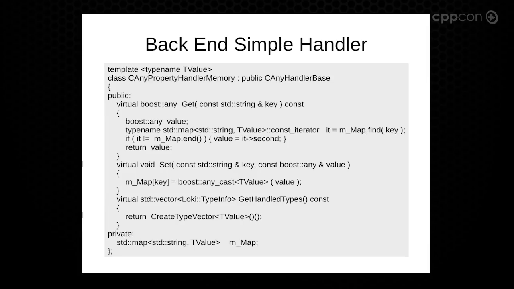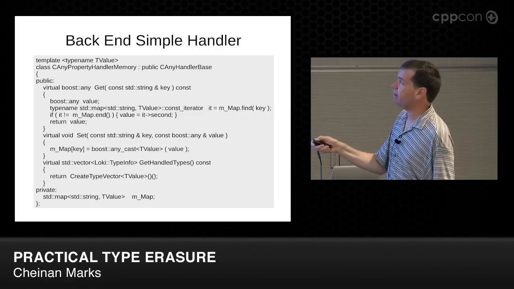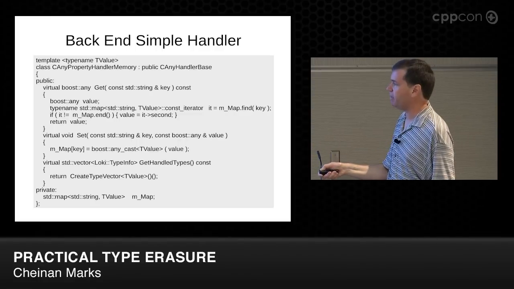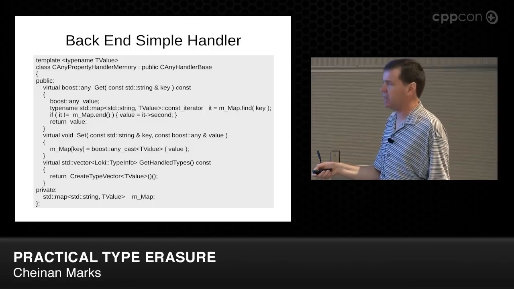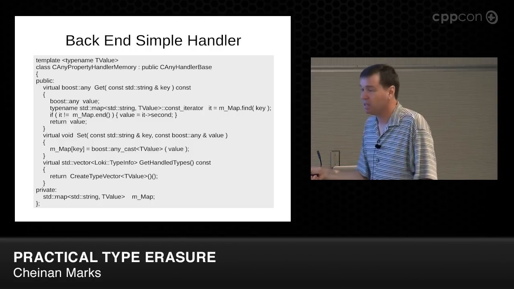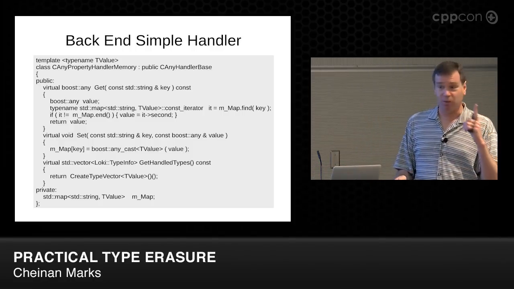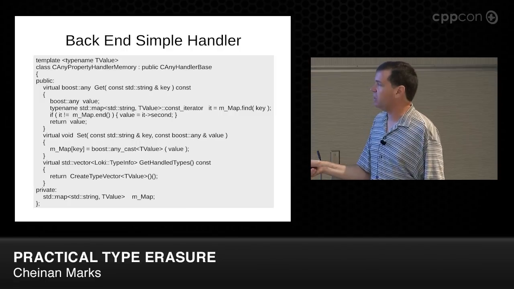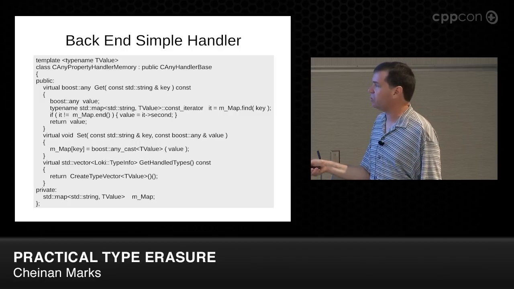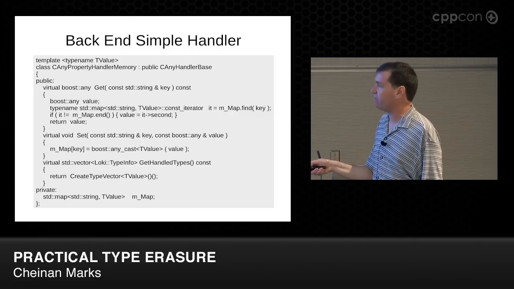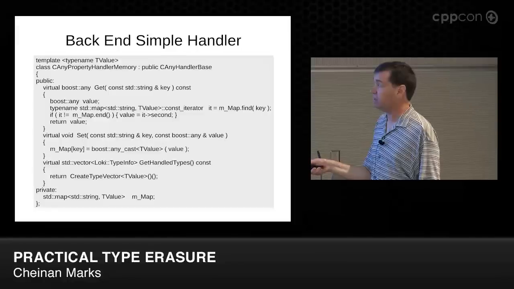So the simplest handler that you can have is what I call a memory handler. What it does is it's going to take exactly one type, T value, whatever that might be, and it's going to store it in a map. And there'll be keys, and it will store in the map. So this can be ints or strings or something like that, whatever you want it to be. It stores only exactly one type, and so the get handle type is going to be a vector with one value, and that's going to be the T value.